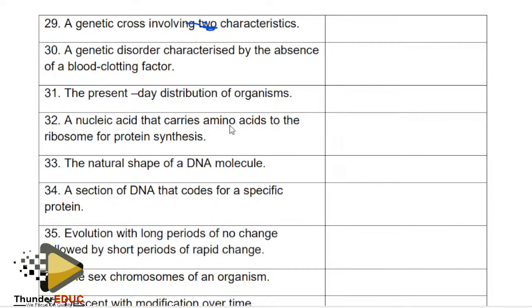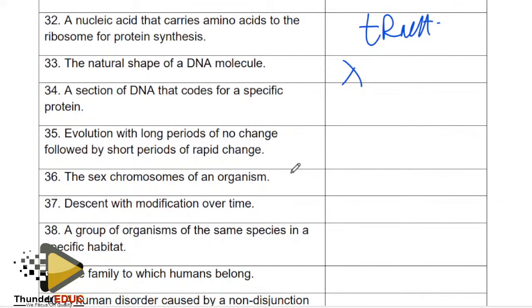Then they're saying the nucleic acid that carries amino acids to the ribosome: transfer RNA. Then they're saying the natural shape of DNA: double helix. Guys, don't say double helical or helical. It's double helix. It can't be something else. That's it. Double helix.